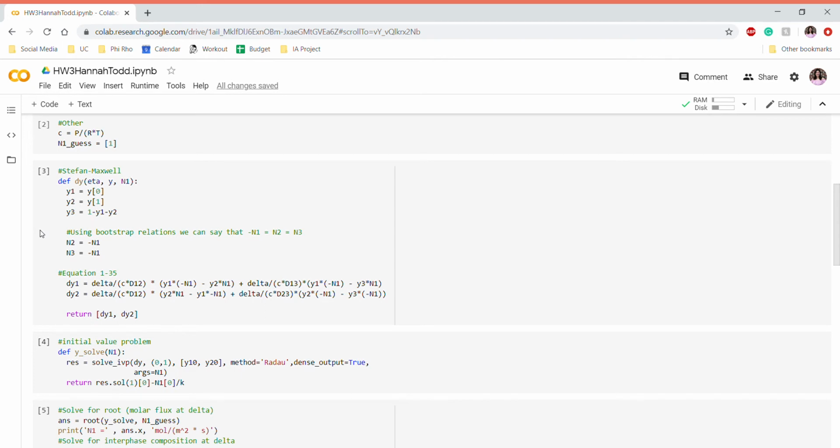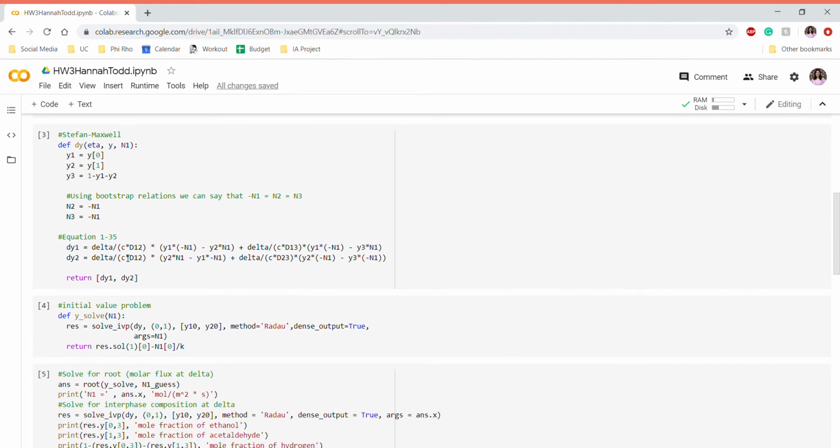Then looking at the stoichiometric ratio in the initial equation in the problem and using our bootstrap relationship, we can say that negative N1 is equal to N2, which is equal to N3, which helps simplify our equations from here on out, because then everything is just in terms of N1 instead of having N1, N2, and N3.